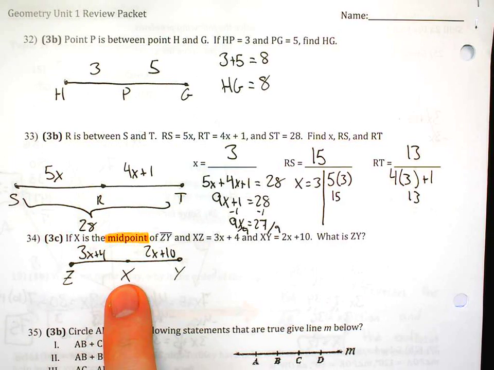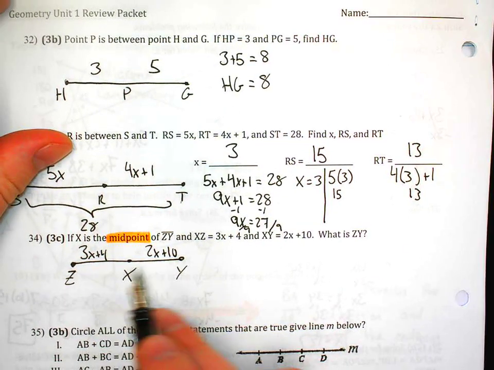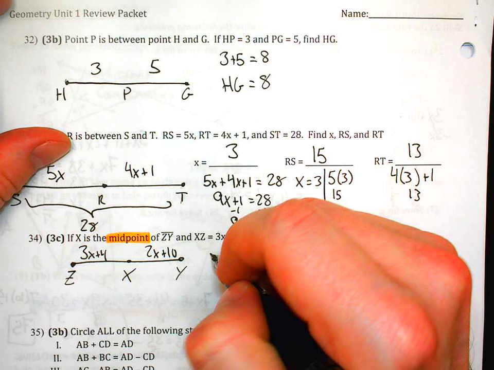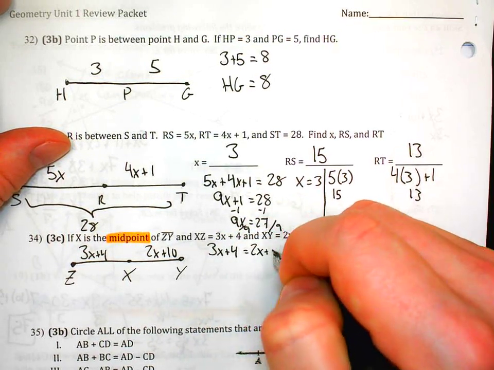If x is the midpoint, it means it lies exactly in the middle of this segment, meaning zx and xy are the exact same length. Because they're the same length, that means they're equal, so I could make the equation 3x plus 4 equals 2x plus 10.